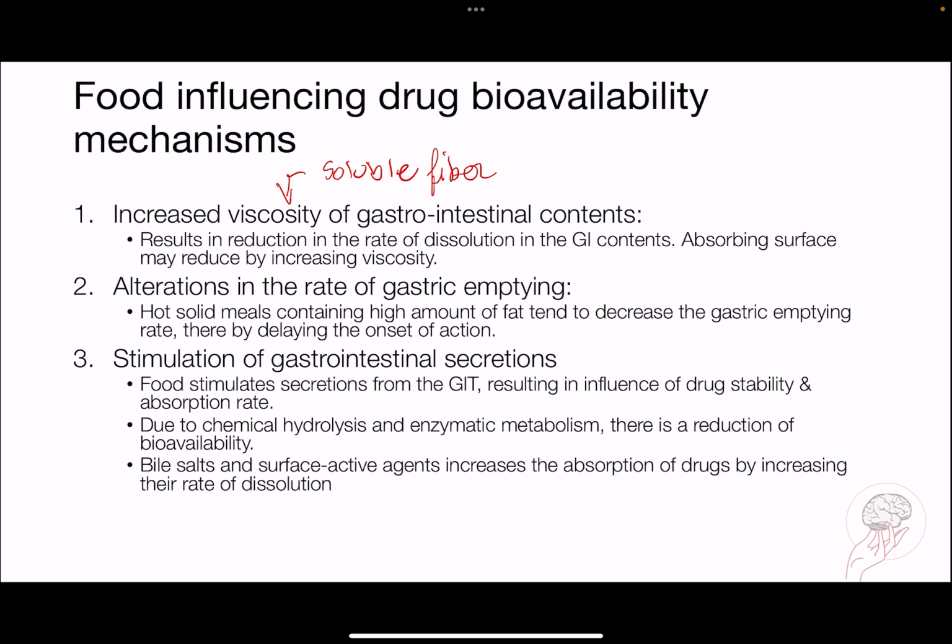And the stimulation of gastrointestinal secretions. Food stimulates secretions from the GI tract, and the resulting changes can influence drug stability and absorption rate. We have chemical hydrolysis and enzymatic metabolism, which can reduce drug bioavailability. And bile salts and surface active agents can increase the absorption of drugs by increasing the rate of their dissolution. So this stimulation of gastrointestinal secretions can increase or decrease bioavailability.